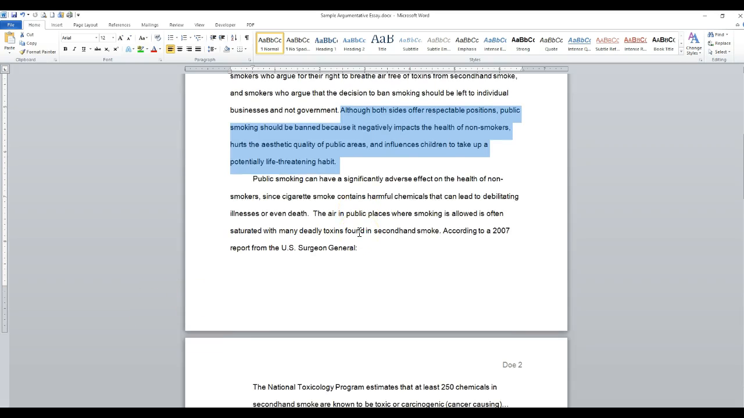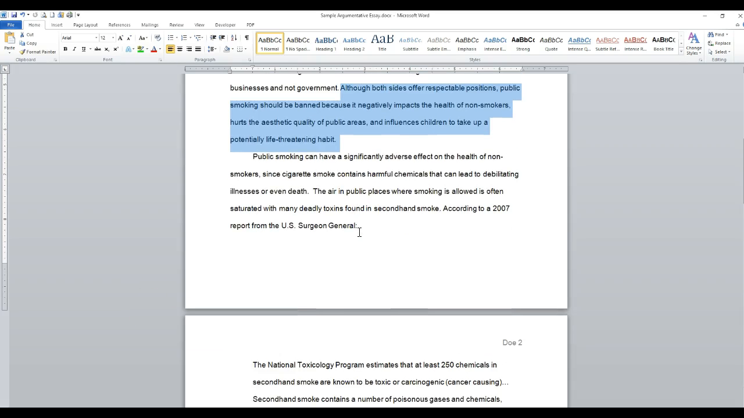All right, so for this particular piece, what I want to talk about is the connection between the thesis statement and the body paragraphs. If you notice again, this is the thesis statement, and then this is the first point. The first thing we know this individual is going to be discussing in this paper is basically how public smoking is negatively impacting the health of non-smokers.